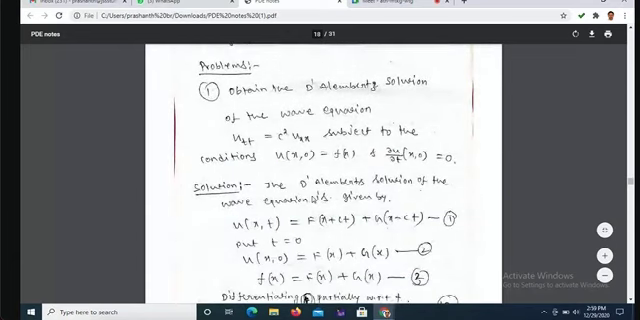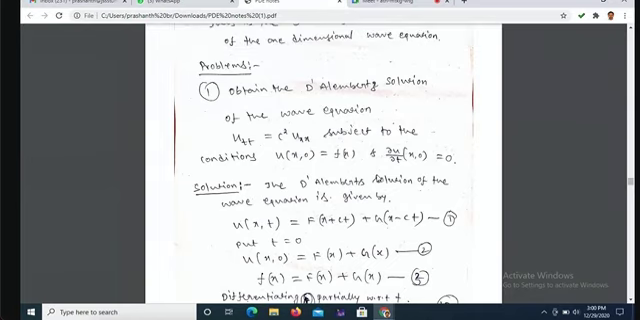Obtain the D'Alembert solution of the wave equation like this, subject to the condition. They have given the condition, and what condition arises there, that also they have given. u of x comma 0 is f of x and dou u by dou t of x comma 0 is 0. Here, u of x comma 0 means what? Here t is there. See, u is a function of x and t, so you can differentiate with respect to x or with respect to t. Here the t value is 0, and here also the t value is 0.